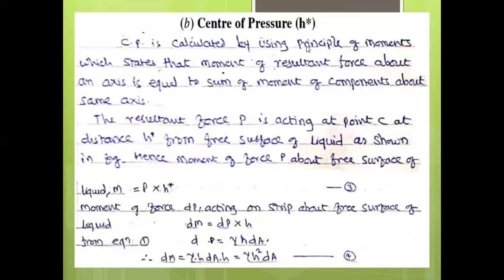So here, instead of this dp into h, we have now put this value here, and we got this equation. Now it can be converted as gamma h square into dA. Okay.